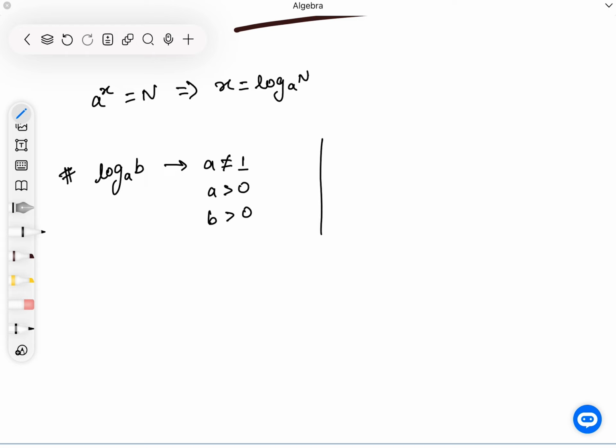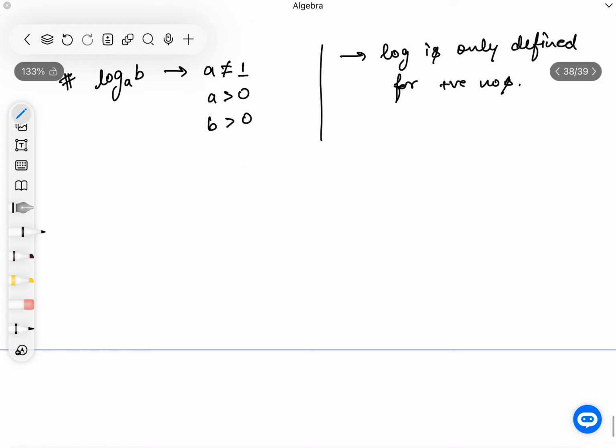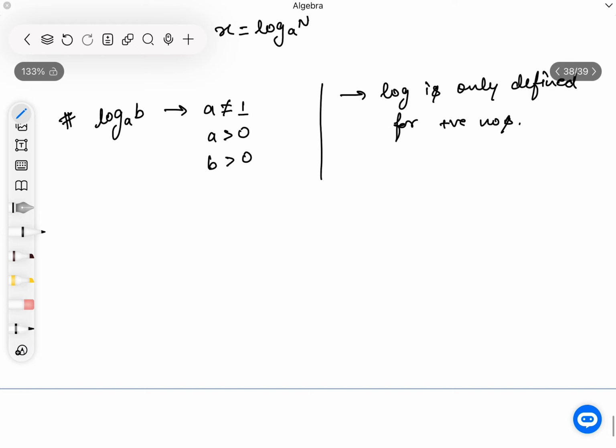Okay. Basically, what I'm saying is log is only defined for positive numbers. If you have a negative number, it's not defined. You can't draw a graph of a log with a negative number. That is why a should always be greater than 0 and b should also be greater than 0. Cool. Let's see some properties now.